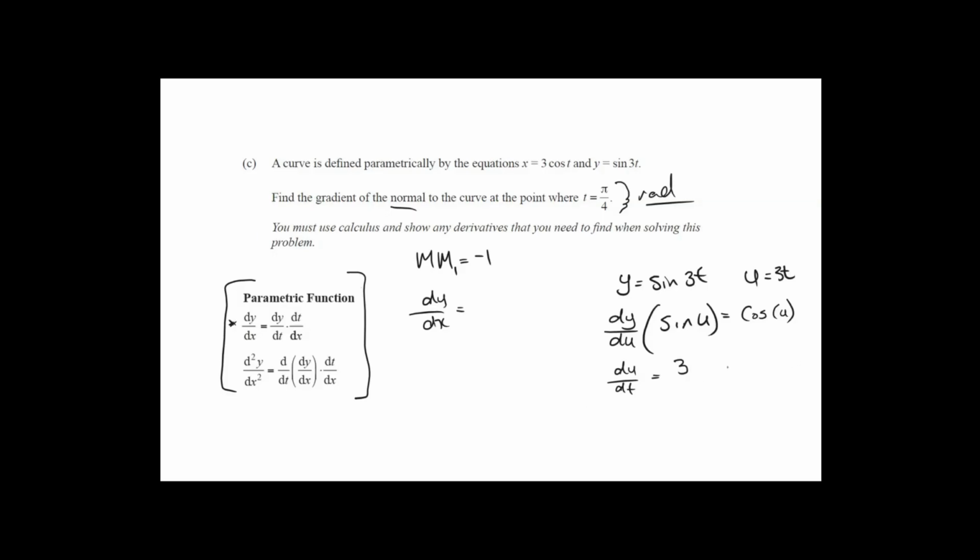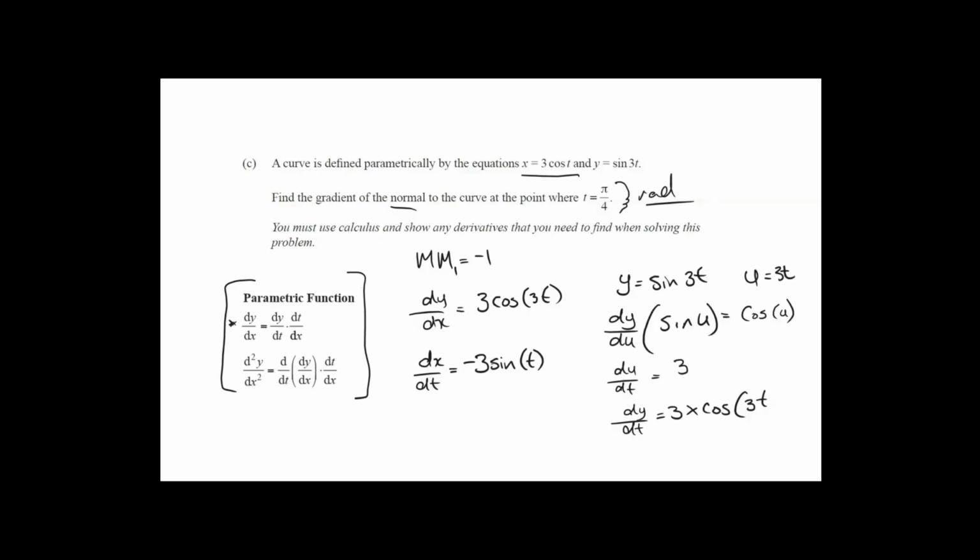So dy dt is going to be 3 times cos of 3t. So 3 cos 3t, and dx with respect to t. So we're going to differentiate this one now with respect to t. And what am I going to do there? It's just going to be minus 3 sine of t, isn't it? Yes.